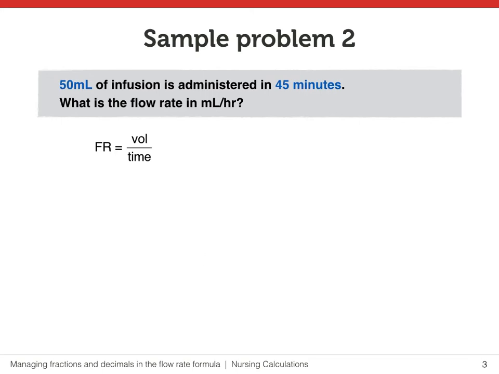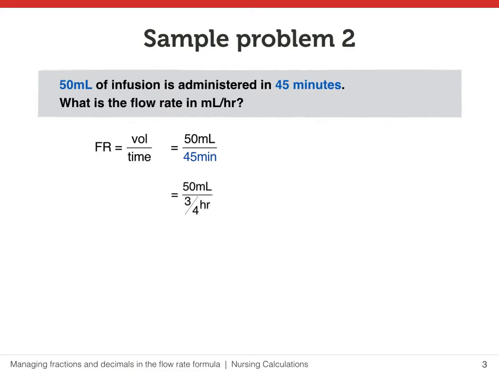This time we have a similar problem, but the infusion this time is administered over 45 minutes. Once again, we need the formula flow rate equals volume over time. Once again, the volume is 50 mils, and in this problem, the time is 45 minutes. Once again, we need to change the minutes to hours. Similar to last time, we can change the 45 minutes to 3/4 of an hour.